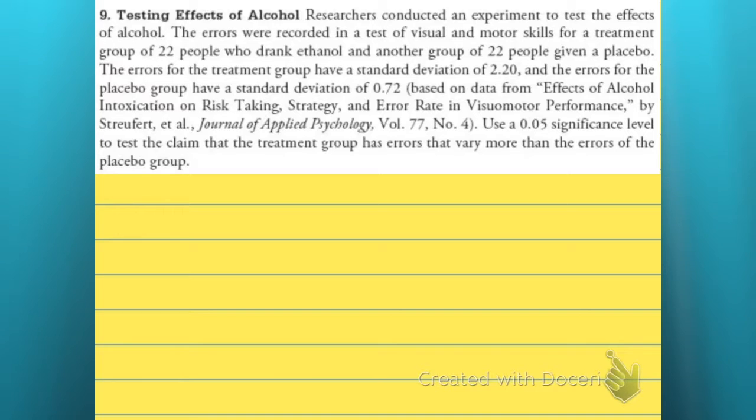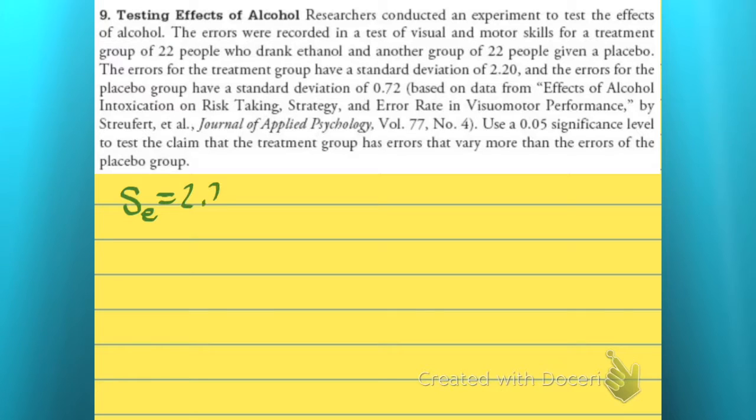Use a 5% significance level to test the claim that the treatment group has errors that vary more than the errors of the placebo group. Did it really say that? Vary more? Yeah, V-A-R-Y. Wow, I think they were joking.